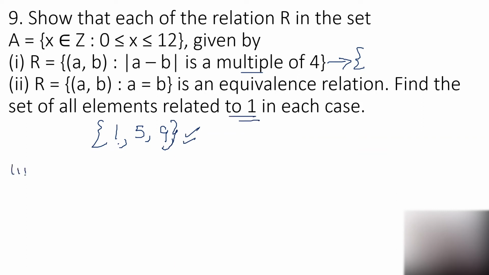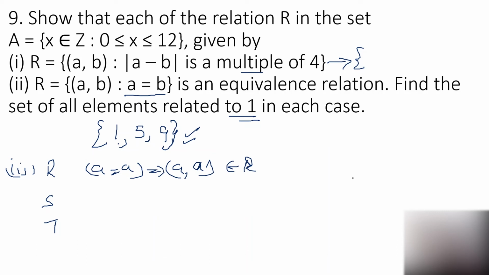Next is the second case. For the second case also we need to check reflexive, symmetric and transitive. Now, A and B are equal. Is it an equivalence relation? Is A equal to A? Yes, it means A is related to A. This implies that this is reflexive, for all A belonging to the set of real numbers from 0 to 12.